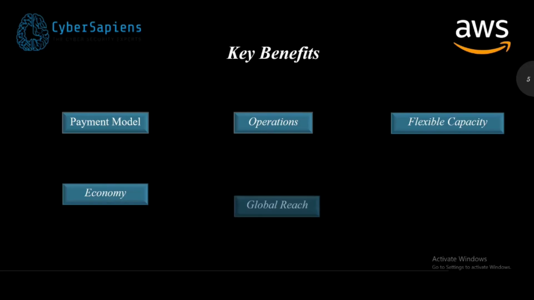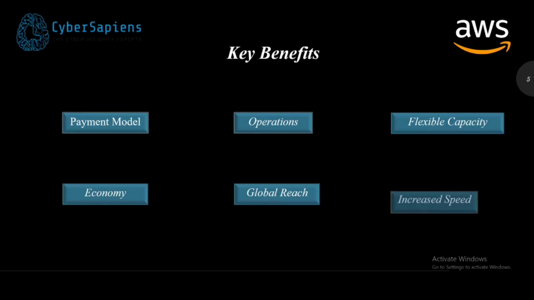Global reach. AWS offers a global network of data centers, allowing companies to deploy their services worldwide with low latency. Increased speed. Provisioning services and IT infrastructure can be done in minutes, rather than weeks or months. This speed enables business to be more agile and quickly respond to changing market conditions.